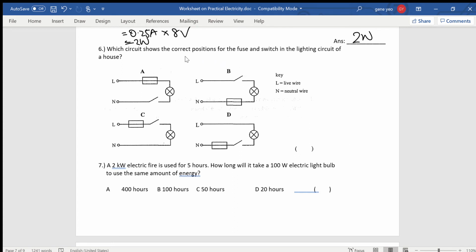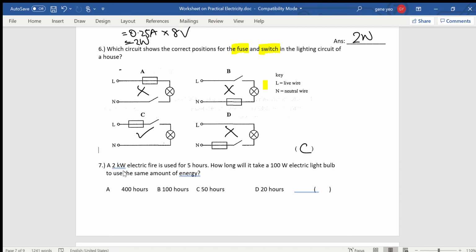So, correct position for the fuse. Fuse and the switch. Now, fuse and switch is always attached or installed onto the live wire. So this is live, this is on the neutral, so this is wrong. This is live, correct, but this is neutral, which is wrong. Both on the live, so this is correct, and both on the neutral, this is wrong. So the answer is C.